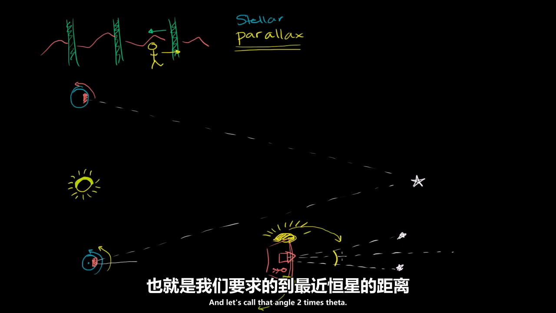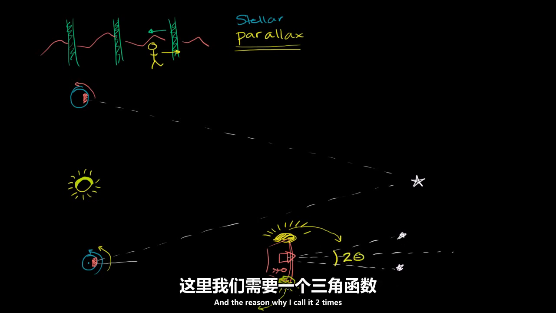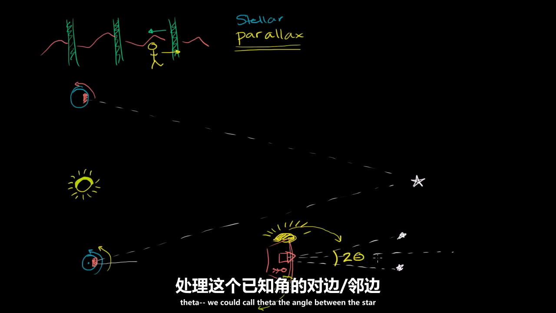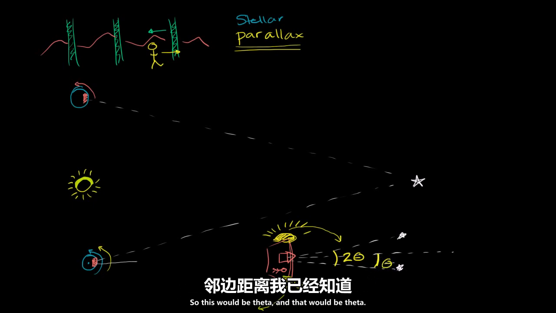And let's call that angle 2 times theta. And the reason I call it 2 times theta is that we could call theta the angle between the star and being straight up. So this would be theta, and that would be theta. And I care about that because if I know theta, and if I know the distance from the Earth to the sun, I can then use a little bit of trigonometry to figure out the distance to that star.